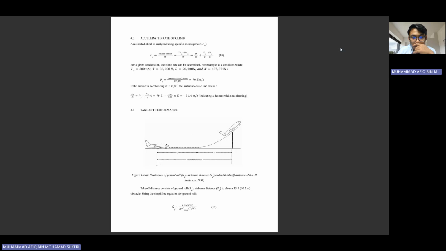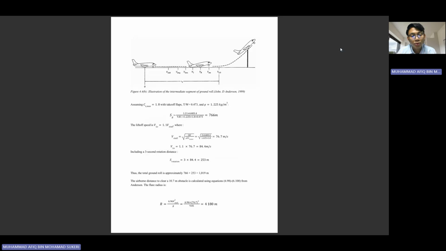Next is about the takeoff performance. Takeoff is a summation of ground roll and airborne distance, as you can see inside the picture. This is also an illustration of the intermediate segment of the ground roll. We have several important velocities to be considered: Vstall, V1, VLOF. So some important parameters have been calculated inside the report.